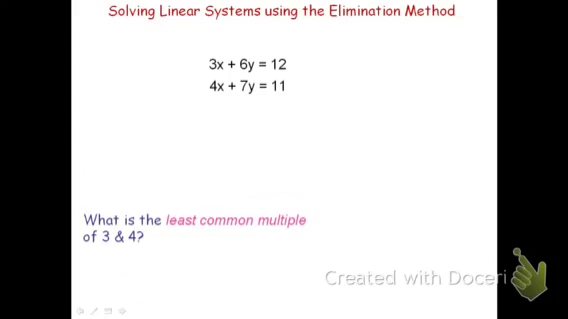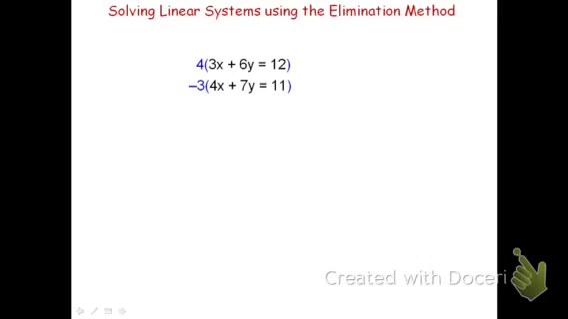And we need to do that by finding the least common multiple. The least common multiple of 3 and 4 would be 12. Now in order to get a 12x on top, I see that we're going to have to multiply the top equation by 4. 4 times 3x would be 12x. Now if I have a 12x, the opposite of that would be a negative 12x, which means I need to multiply the bottom equation by negative 3.